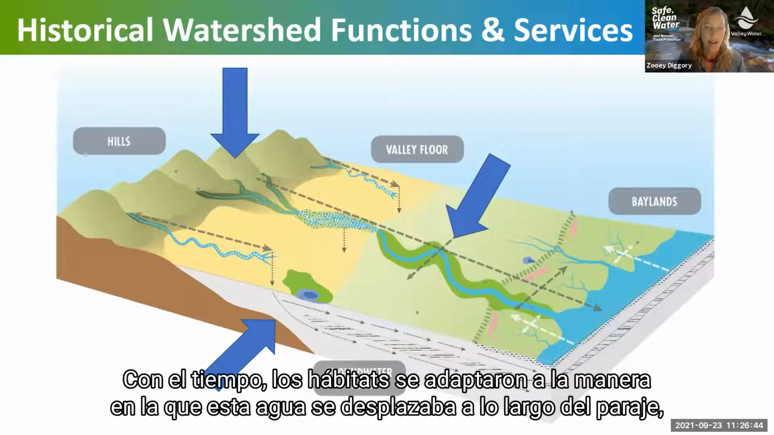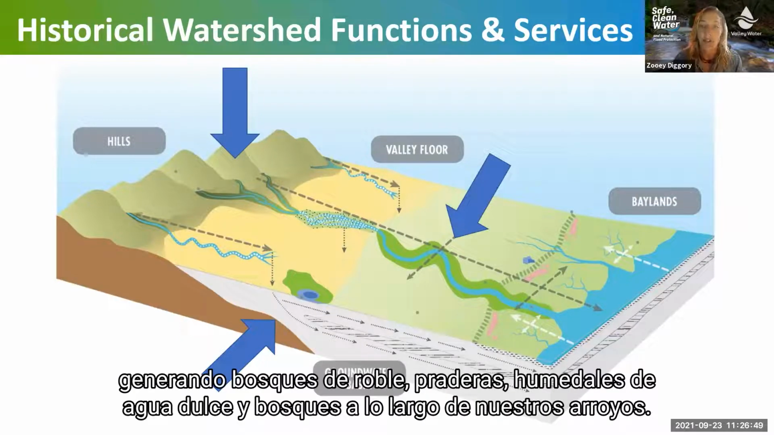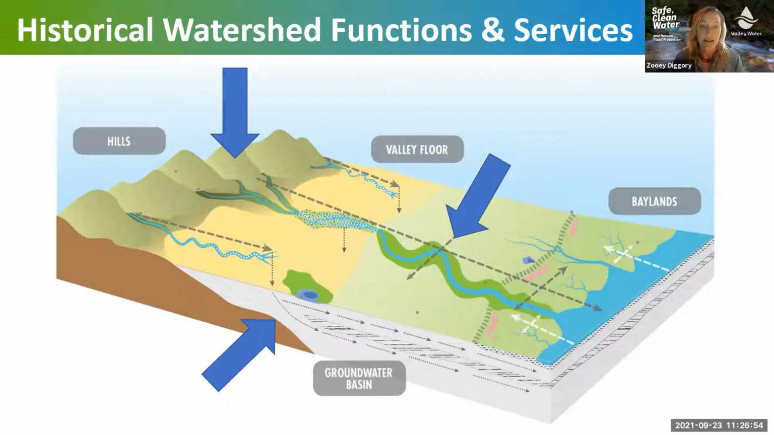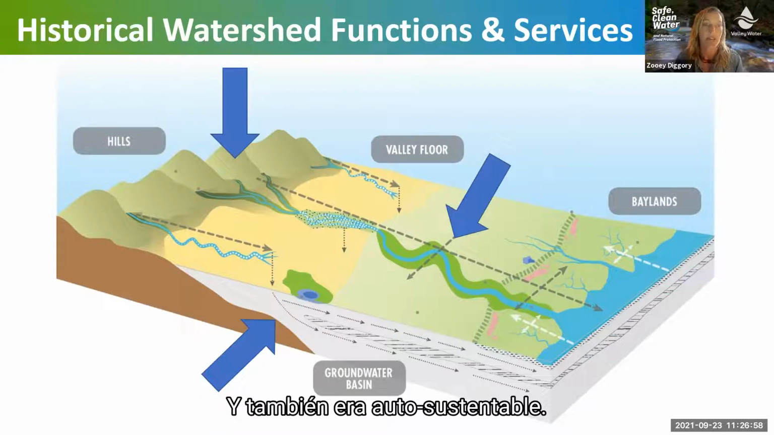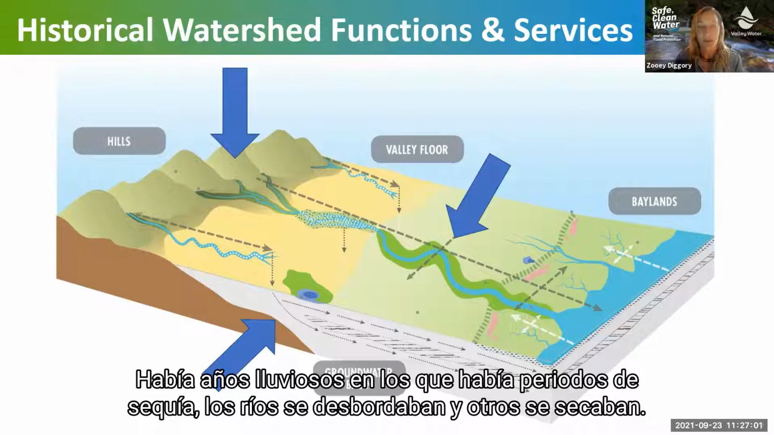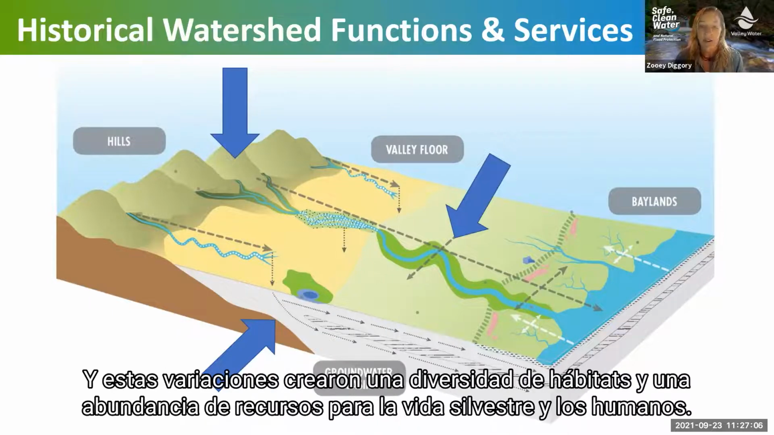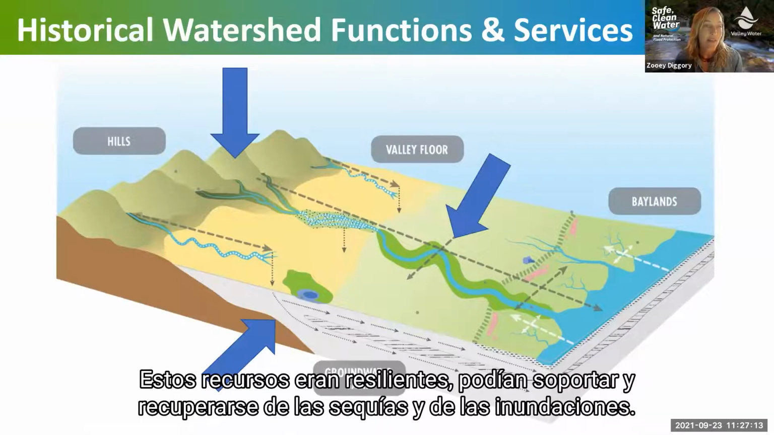Over time, habitats adapted to how this water was moving across the landscape, creating oak woodlands, grasslands, freshwater wetlands, and forests along our creeks. And this natural system was variable and dynamic, but it was also self-sustaining. There were wet years, there were periods of drought, the rivers would flood, some would run dry, and these variations created a diversity of habitats and an abundance of resources for wildlife and humans. And these resources were resilient.